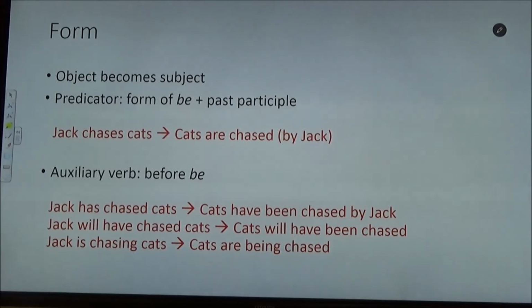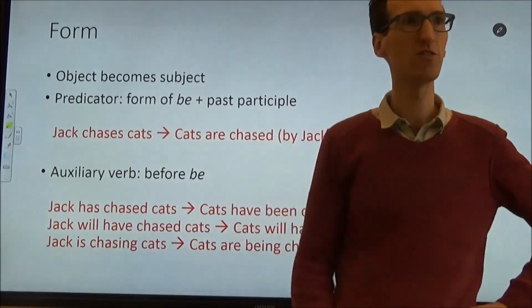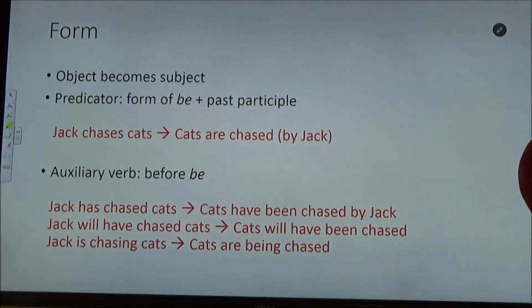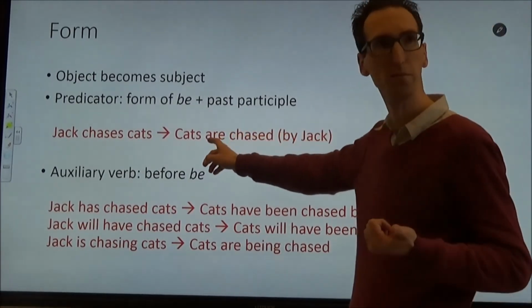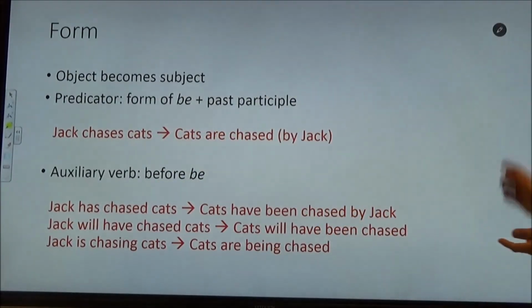plus past participle. So you always add a form of be. That's an attribute of the passive. The predicator starts with the form of be. And then you change the main verb, in this case chases, into a past participle, ed form. Cats is the object which becomes a subject. Then you start with the form of be, which should be are, to agree with cats, cats are. And then the main verb, chases, becomes a past participle, are chased.